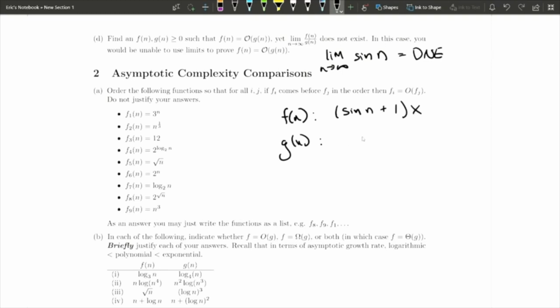For g of n, I do want to think of some possible functions. Let me change these variables really quick. Let's say g of n is n to the power of 100. So even though we're using sine of n here, if we were to apply the limit rule to sine n plus 1, we can see that g of n dominates f of n. We can simplify this even further, and the limit does exist.